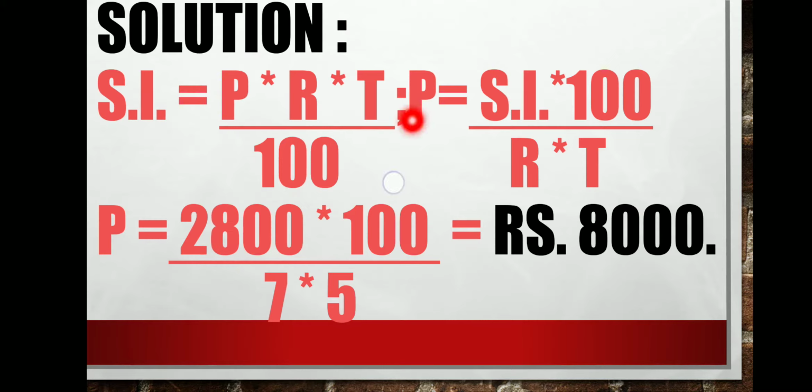Now, we know, children, that the main formula of SI is equal to P into R into T divided by 100. Now we'll derive the formula for principal, and that is equal to SI into 100 divided by R into T. Now we'll just put the value of SI, R and T into the formula, that is 2800 into 100 divided by 7 into 5. That comes to rupees 8000.